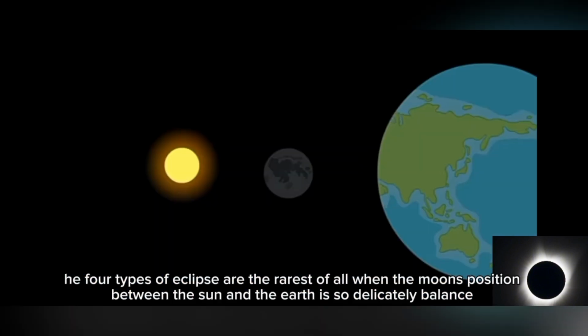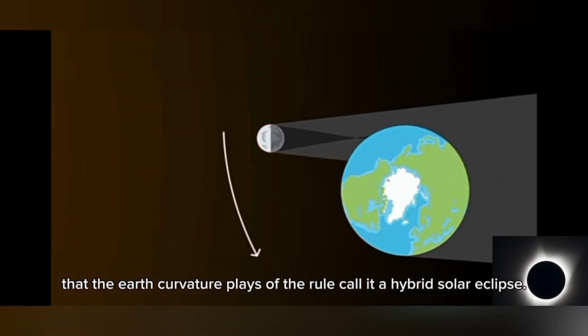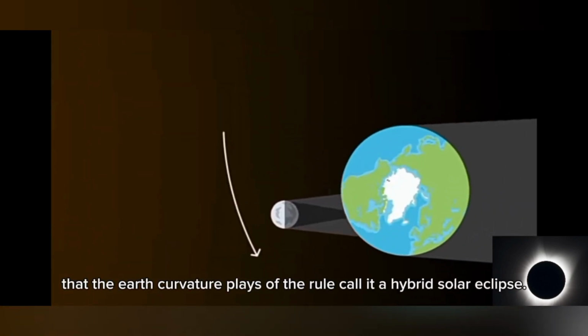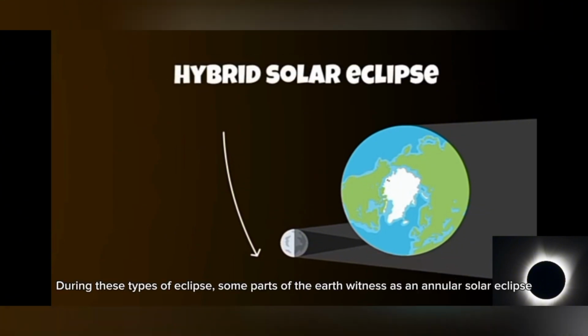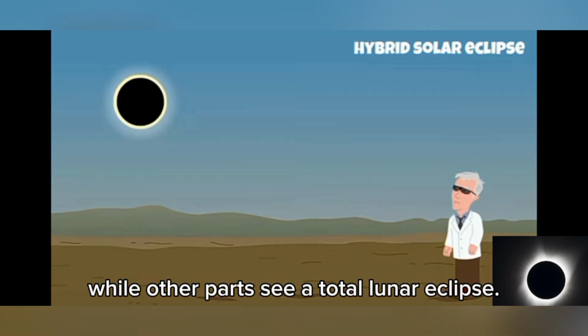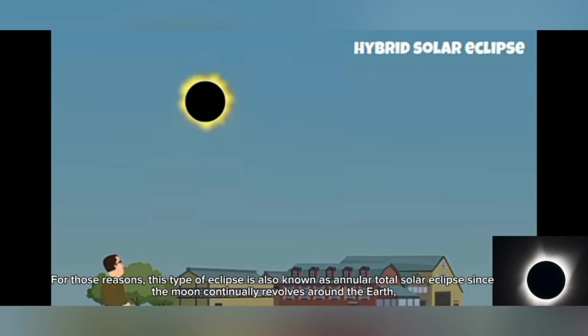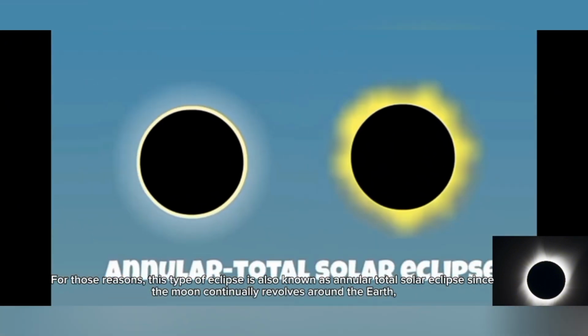The fourth type of eclipse is the rarest of all. When the moon's position between the sun and the earth is so delicately balanced that the earth's curvature plays a role, we call it a hybrid solar eclipse. During this type of eclipse, some parts of the earth witness an annular solar eclipse, while other parts see a total solar eclipse. For those reasons, this type of eclipse is also known as an annular-total solar eclipse.